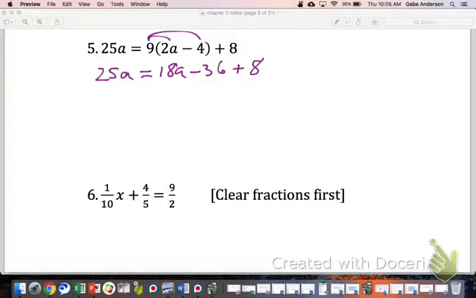And after we've simplified that, we want to stop and look at this and say, well, what else do we need to do, right? Is there more simplifying we can do? And I see a couple things. Do you see a couple things we could do or should do? The negative 36 and the 8, those are like terms, aren't they? So maybe we could do that next. We'd say 25a equals 18a, and then negative 36 plus 8 is? Negative 28. You are right.